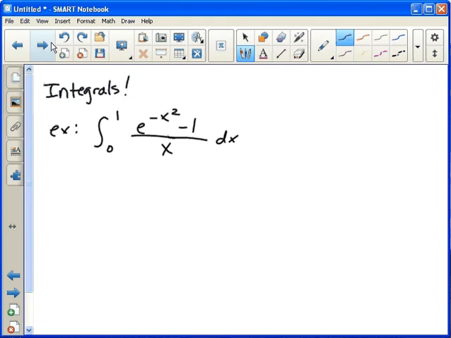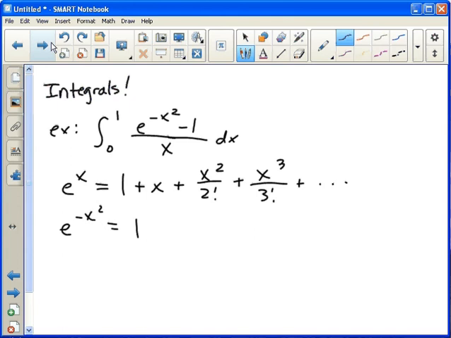Okay, so the first thing we want to do is try to get a function that matches what's inside the integral, what the integrand is. So we start with e to the x, because that seems to be the foundation or the building block. So we start with something like that. And then the next step is we need to substitute the x with -x squared. So everywhere I see an x, I replace it with -x squared.